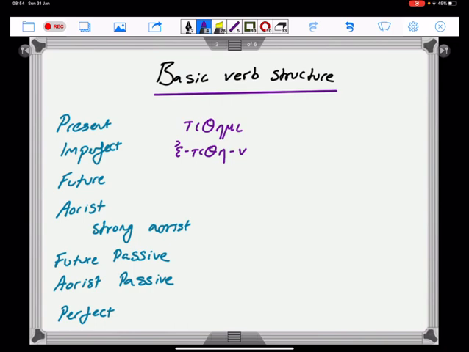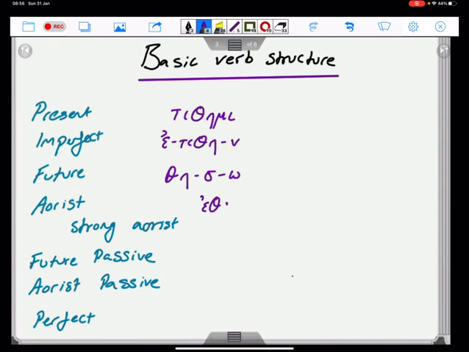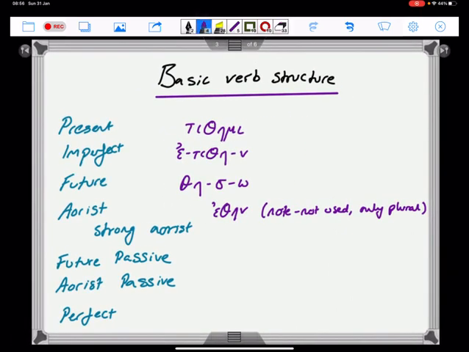Etithen, future. You're now going to use the shortened stem, your sigma, and then the normal endings, thesō. The aorist is ethēka, although there's a note in the dictionary that the singular form is not used, only the plural is. So you've got what it could, should be, but not what you actually then see in the book. I've put aorist slash strong aorist because depending on the verb, some of them will have more regular endings than others. Just like any normal verb.